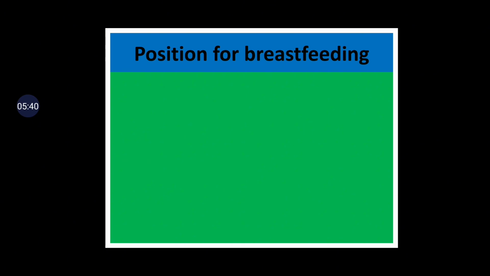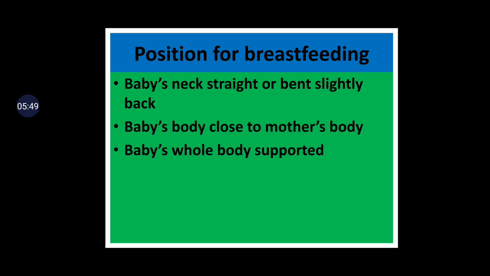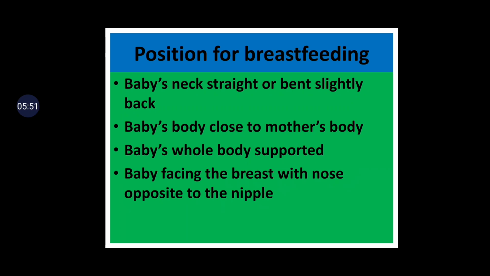Let us see position for breastfeeding. The baby's neck is straight or bent slightly back. Baby's body is close to the mother's body. Baby's whole body is supported. Baby is facing the breast with nose opposite to the nipple.